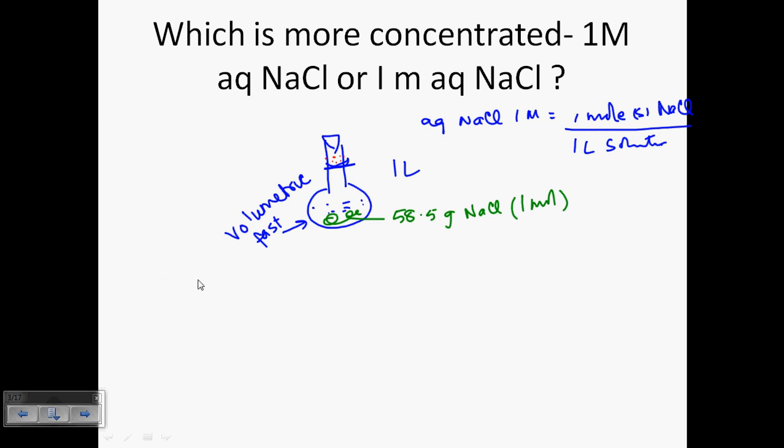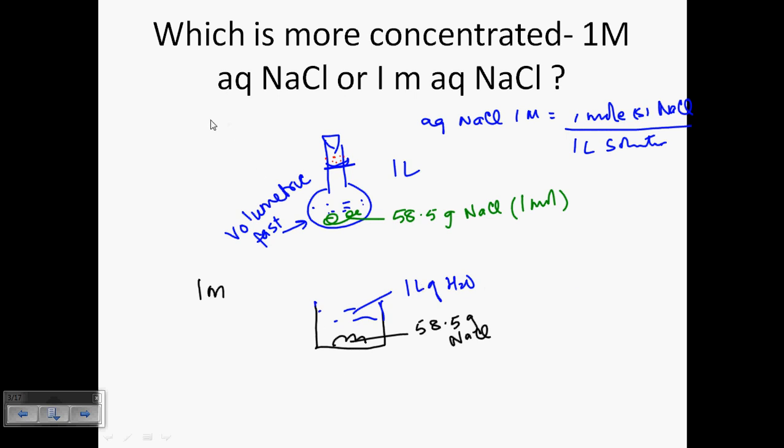However, to make a 1 molal solution, that's exactly what you do. You take a beaker, you add 58.5 grams of NaCl to it, and now you add 1 liter of water to it. So will the final volume of solution be 1 liter? No, it'll actually be greater than 1 liter.